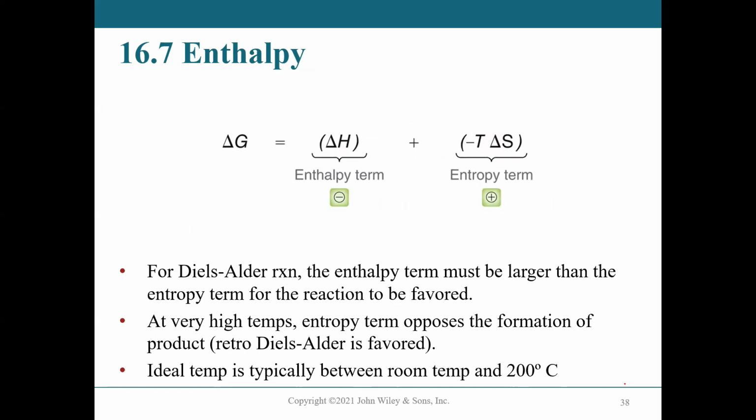For Diels-Alder reaction, the enthalpy term must be larger than the entropy term for the reaction to be favored. It says at very high temperatures, the entropy term opposes. So that's why, when we increase the temperature, here we just have one structure. Here we'd have two different structures, right? So at higher temperatures, it'd rather be in two different structures versus just one.